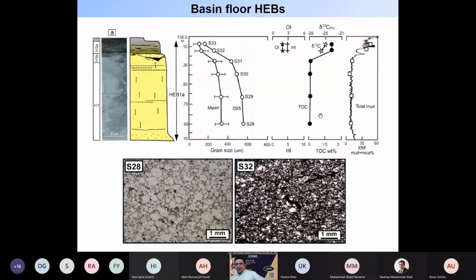We analyzed them for organic carbon, stable carbon isotopes, Rock-Eval pyrolysis, grain size, and mud content. Long story short, the cleaner sand parts are organic poor, and the muddier divisions have almost 5 to 10 times more organic carbon. The organic carbon is all terrestrial, derived from land plants. You can also see in the thin sections the clear difference, very organic poor and then very organic and mud-rich deposits.